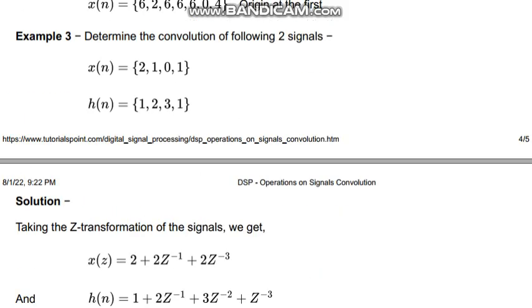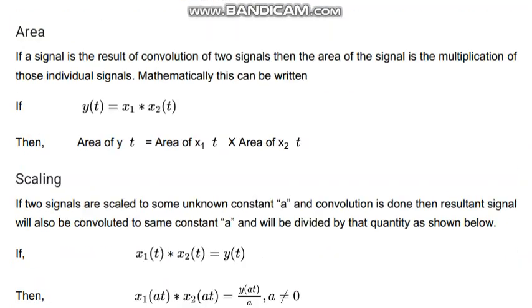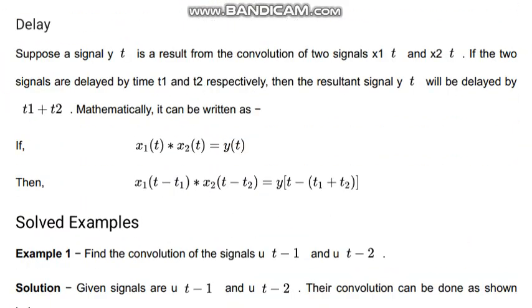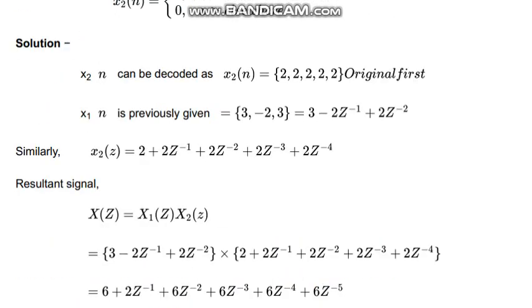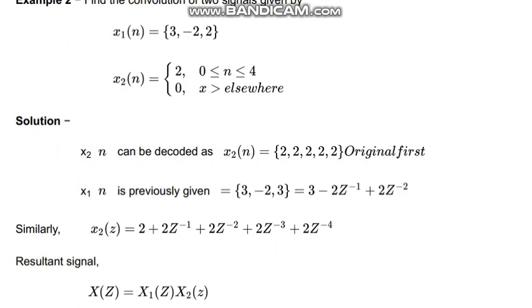So that's the solved examples of the convolution theorem. I hope you understand it very clearly. First of all, you have to take the Z transform, then you have to multiply, and if we can decode each of the sequences from the functional value to the set value, then we can easily find the convolution of any kind of sequence.